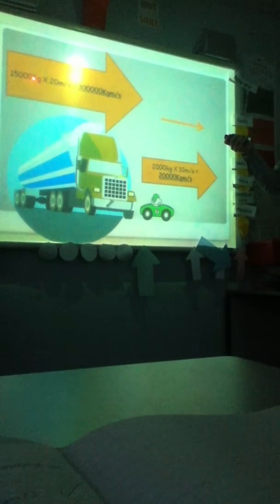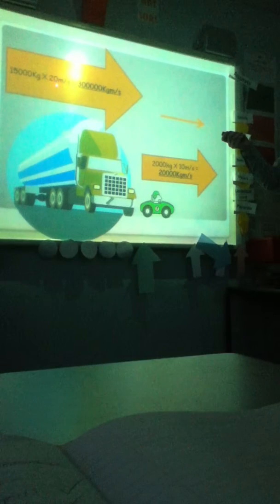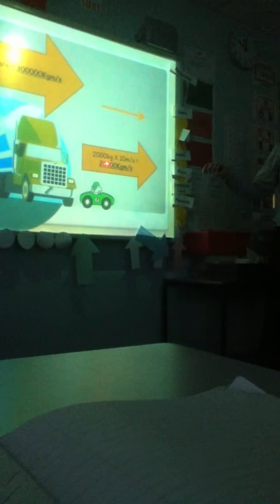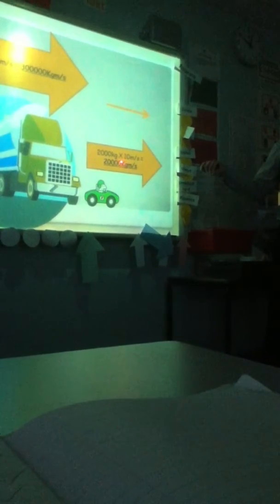So we've got the lorry weighing 15,000 kilograms and travelling at 20 metres per second. To calculate the momentum, we multiply the mass by the velocity, and that comes out at 30,000 kilogram metres per second. Now we've got the car. The car is only 2,000 kilograms, and it's travelling at only 10 metres per second. So it is less massive, and it is going more slowly. And again, I've multiplied the mass by the velocity to give us a momentum of 20,000 kilogram metres per second. So far, just like the previous lesson.